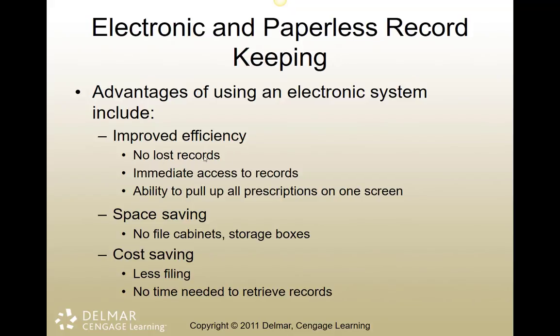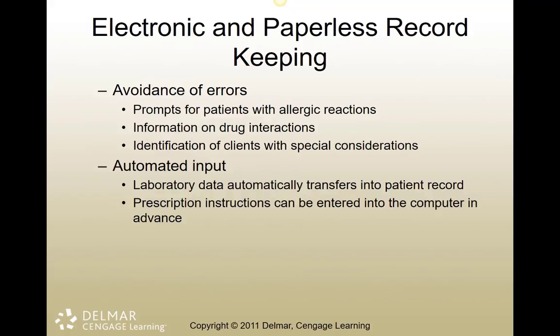I'm not going to say no loss of records if you're not, because you could lose your hard drive. But if you're using a cloud-based system, then you have a backup locally, and then you have someplace else you can always keep it at. Definitely saves on space, not having to have tons and tons of file cabinets and boxes every place. And then less filing time, and then retrieval is so much easier. So there's a lot of advantages to going to electronic.